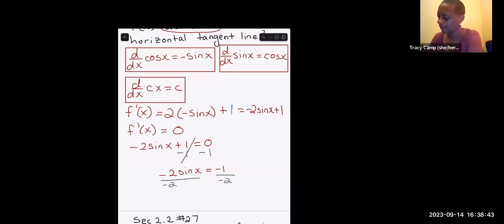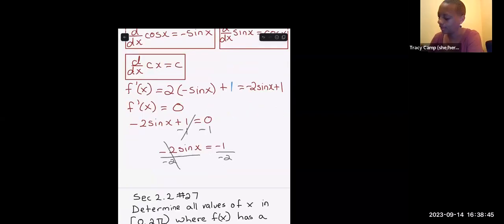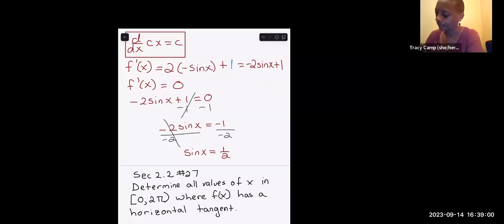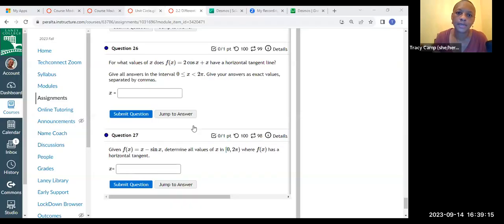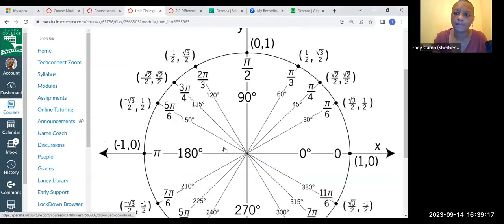So these cancel, and I end up with sine of x equals +1/2. And then I'll go to my unit circle and see where it is that sine equals 1/2. And remember, on the unit circle, the sine values are the y values. So going over to my unit circle, I'm looking for where my y values are 1/2.